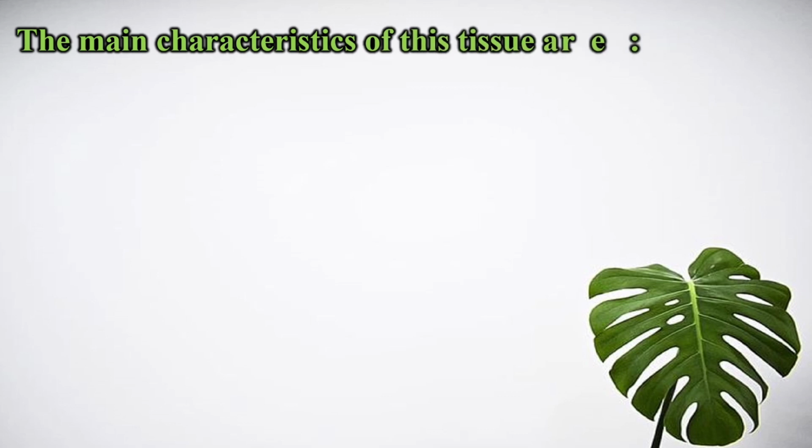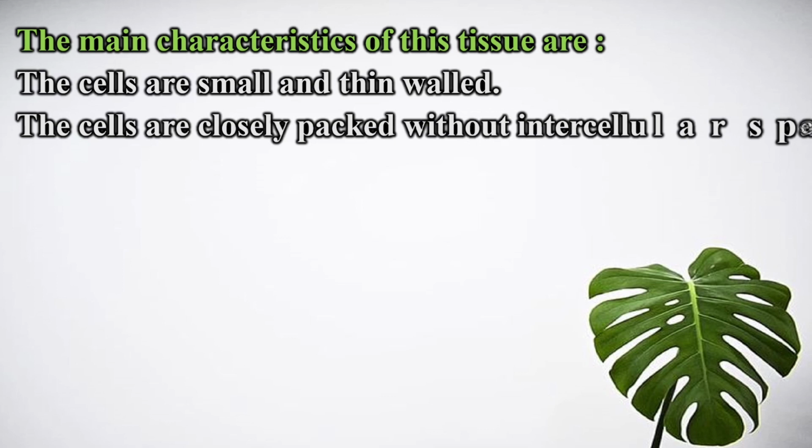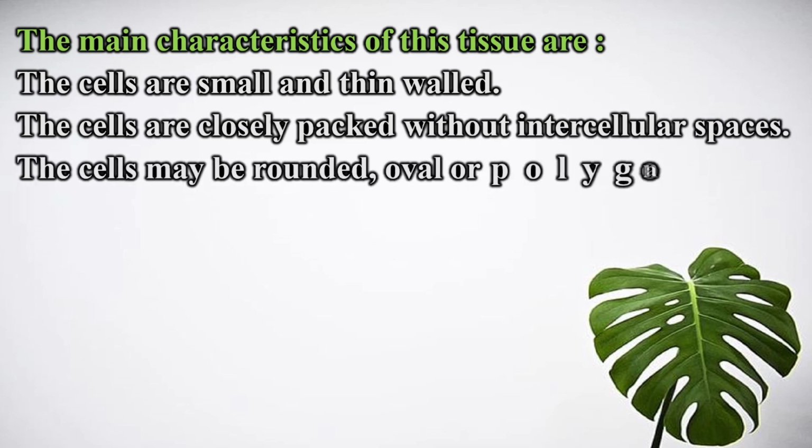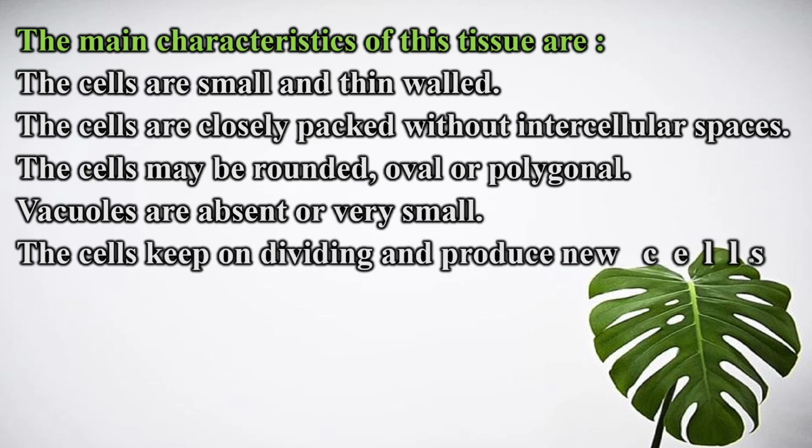The main characteristics of this tissue are: the cells are small and thin-walled. The cells are closely packed without intercellular spaces. The cells may be rounded, oval or polygonal. Vacuoles are absent or very small.